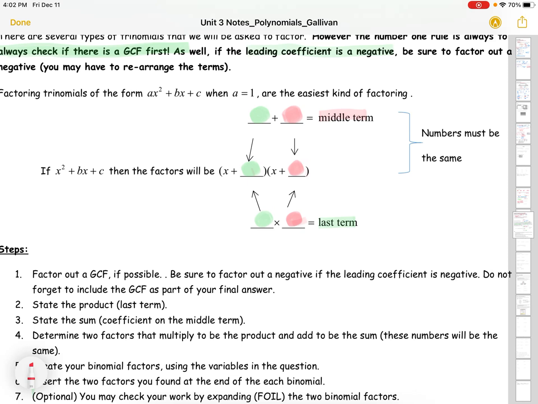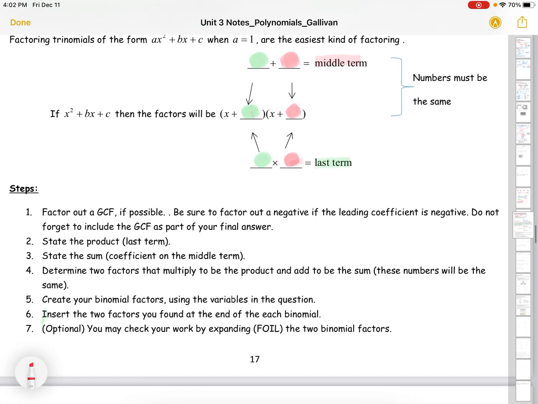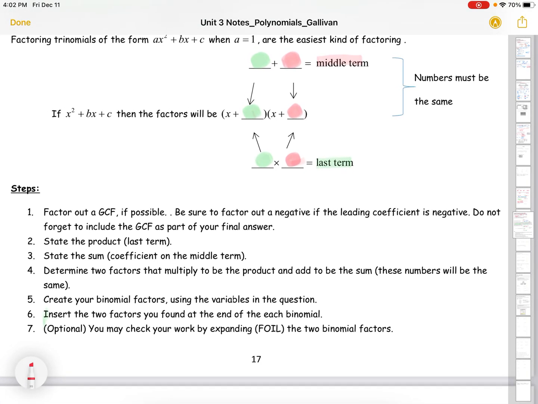There's a lot of if-thens. If this is this, then this is this. Okay? And again, practice is how we learn this. Examples. I'm going to talk about a system. We're going to get there.